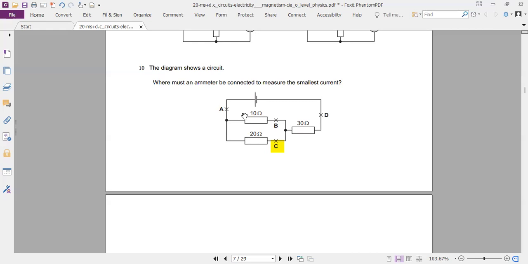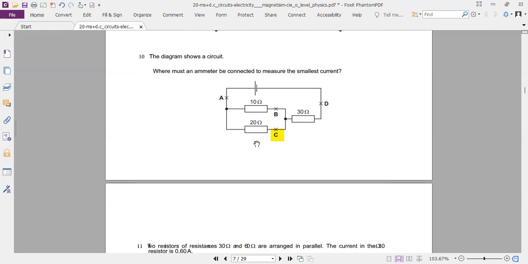So D will be the same as A: current coming in, current coming out, both the same. B and C are the only ones left. C will have the smallest current because of high resistance.